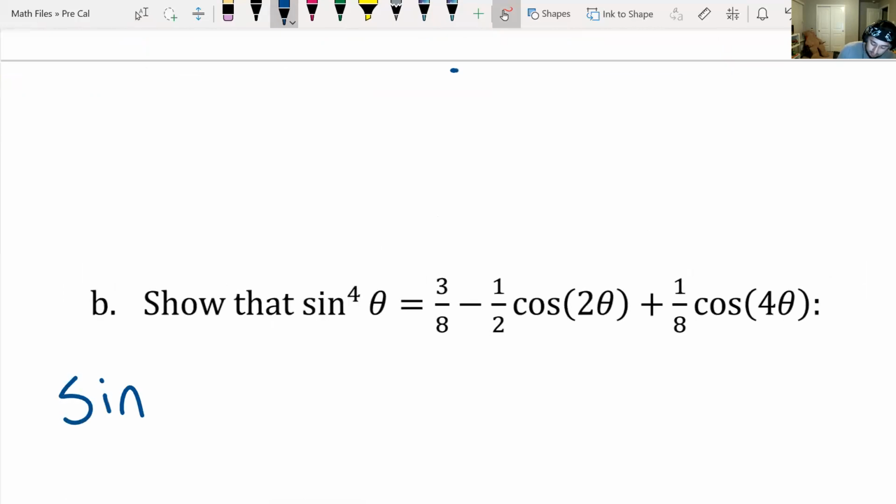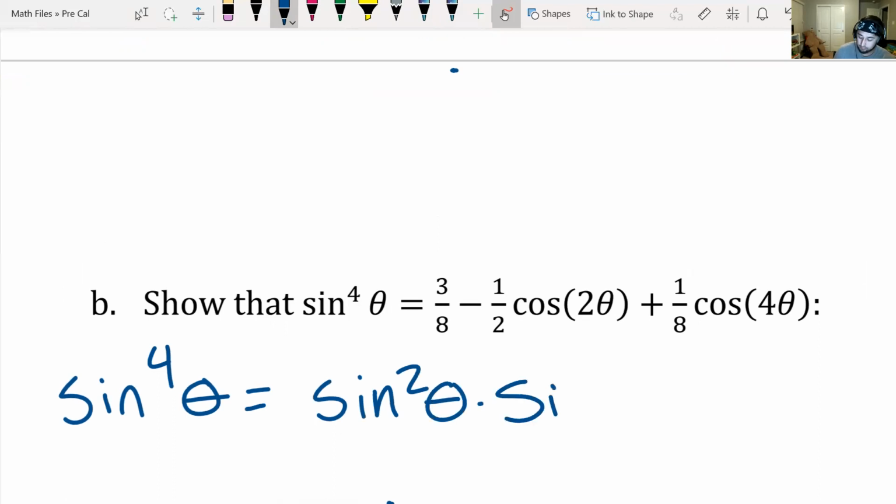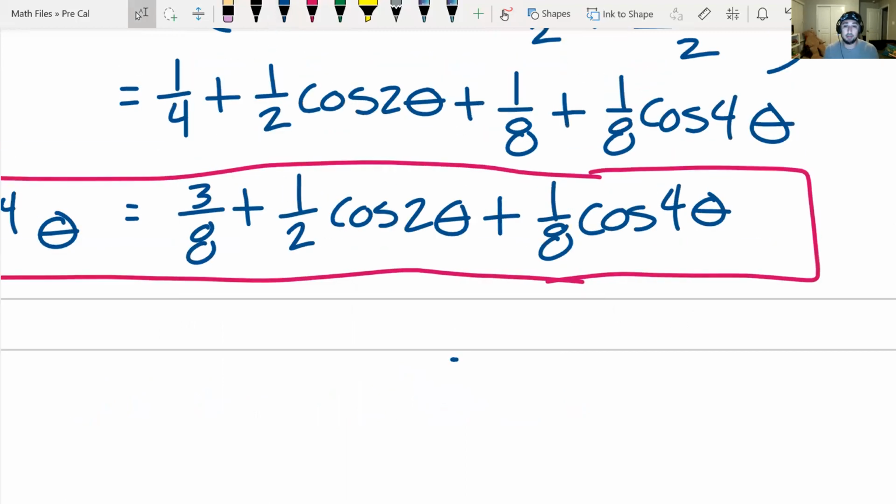So sine to the 4th theta, we will make into sine squared theta times sine squared theta. Oh, and by the way, when you now look at this formula, are there any powers greater than 1? No. That cosine 2 theta is to the power of 1. That cosine 4 theta is to the power of 1. And that was our goal, to write this formula with no powers greater than 1.